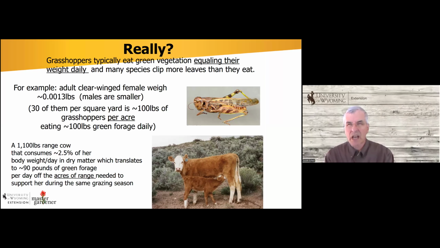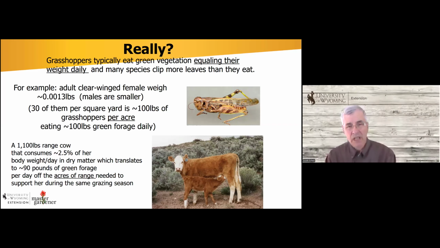We think, well, they're tiny. How does that matter? Well, if we look at the clearwing grasshopper, a very common pest species in the high mountain meadows and irrigated pastures in the western U.S., an adult clearwing female, pictured there to the right, is only a fraction of a pound, very small, and the males are smaller, but 30 of them as adults is about 100 pounds of grasshopper per acre. So they're eating about 100 pounds of green forage daily.